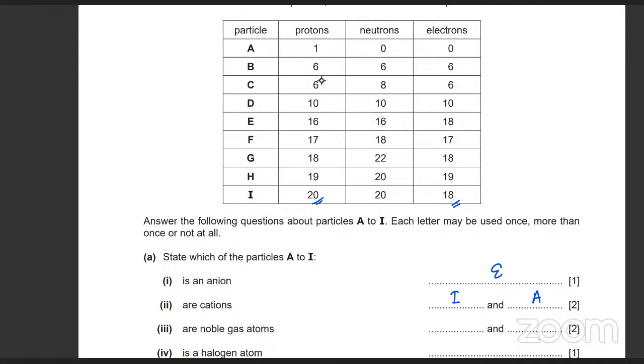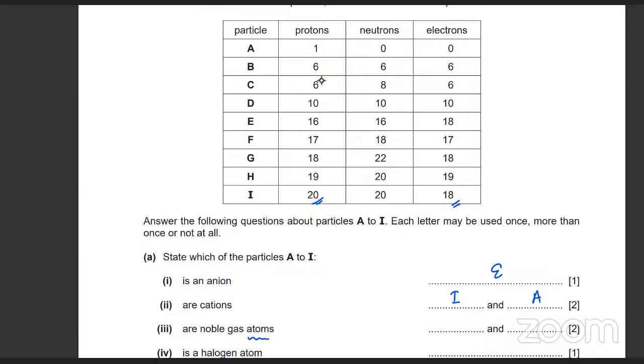ठीक है, which one is a noble gas atom? Remember, atoms का क्या मतलब है कि the protons and electrons are going to be exactly the same number. F and G. But they're not noble gas atoms, right? Oh yeah, I mean B and D.